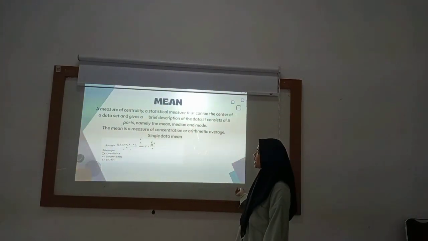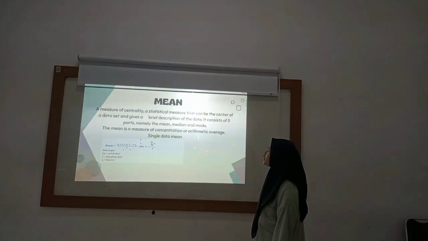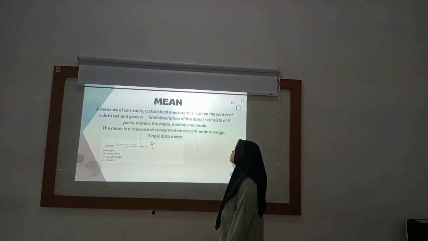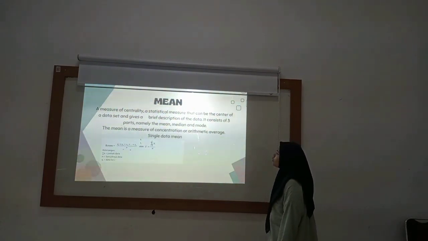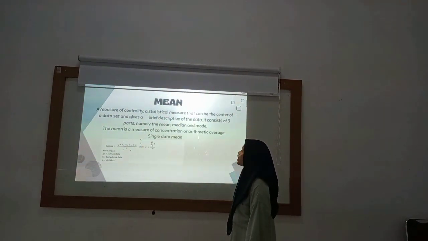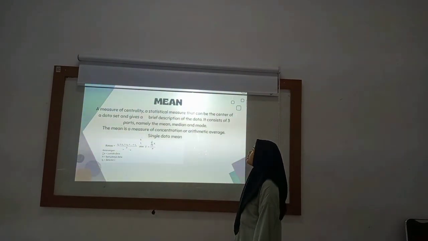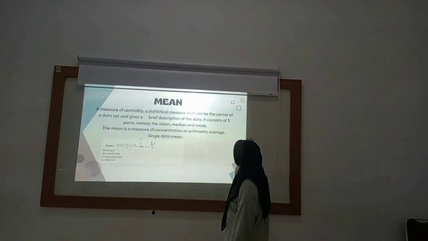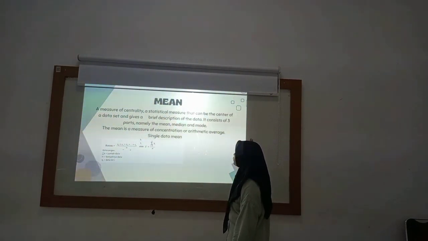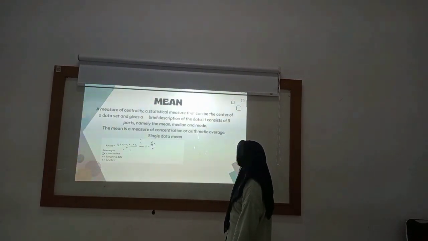Measures of central tendency are statistical measures that summarize a data set and give a brief description of the data. They consist of three parts, namely the mean, median, and mode. The mean is a measure of concentration, or the arithmetic average of single data.